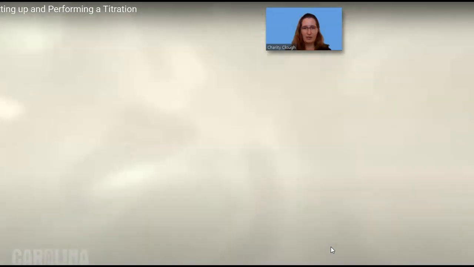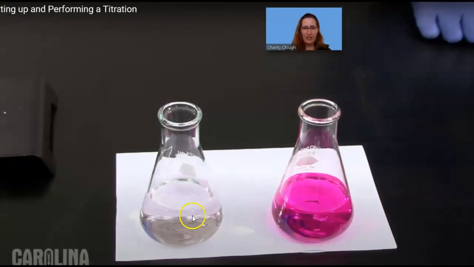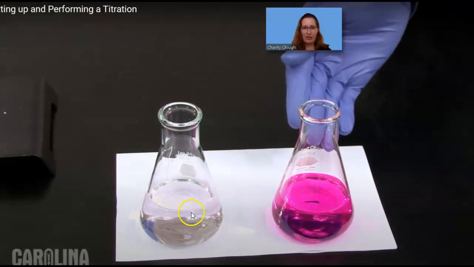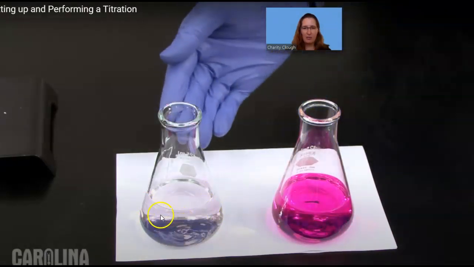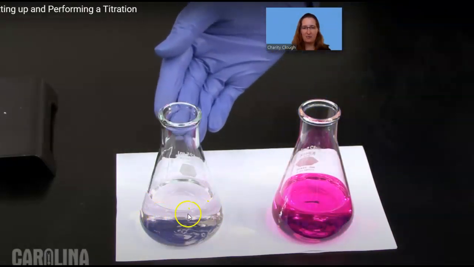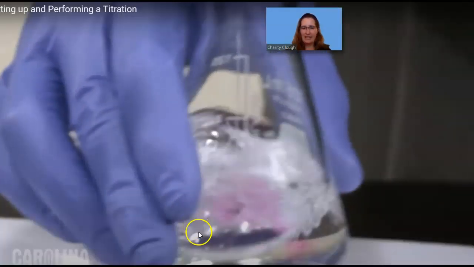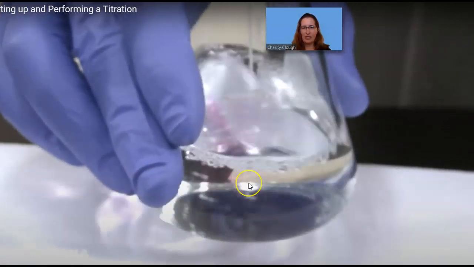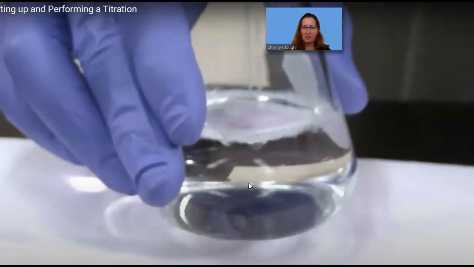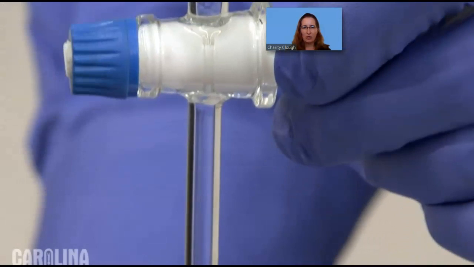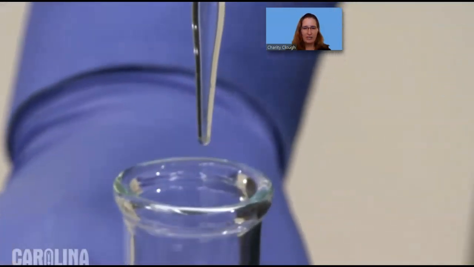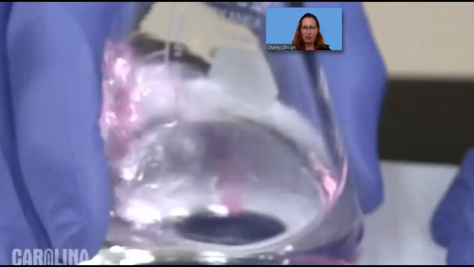You can see they're doing a little estimation here. When they do it the second time, they go a lot slower and they drip it in and drip it in and they get this really faint pink. When you get a really faint pink that stays, that's how you know that they're done. And that's what they're showing here. The pink disappears and disappears. That's when you know you're getting really close to the equivalence point. They go drip by drip by drip.